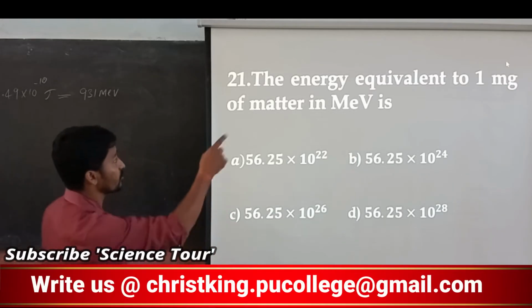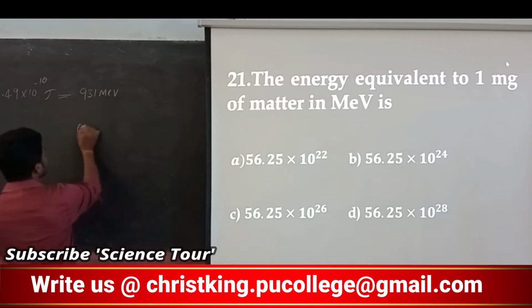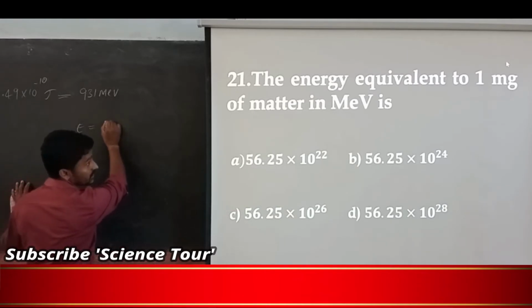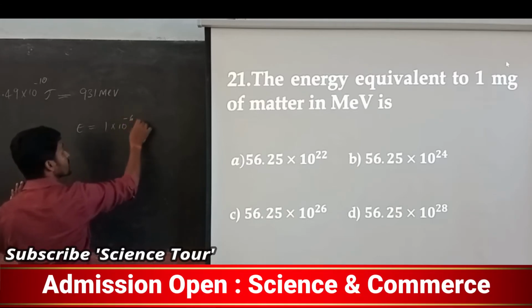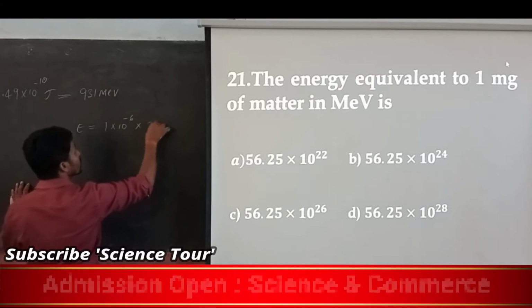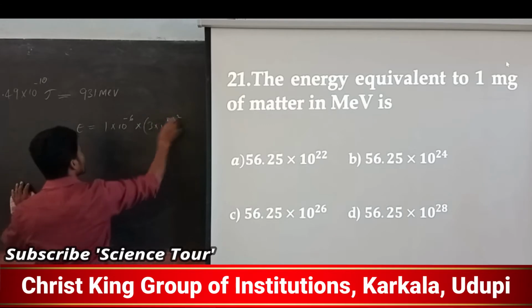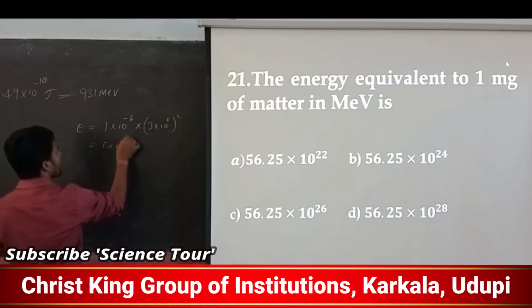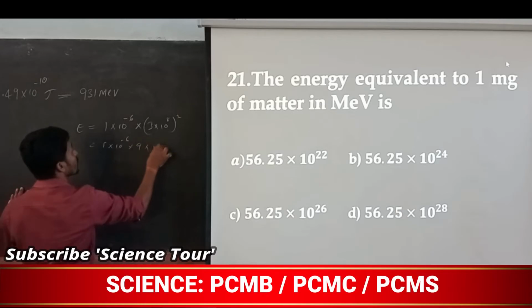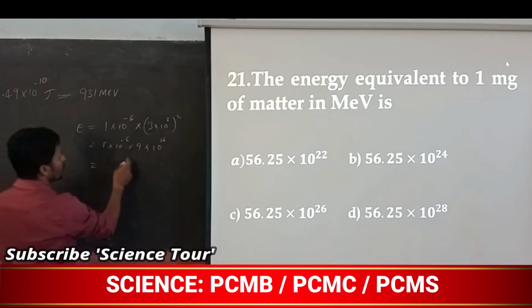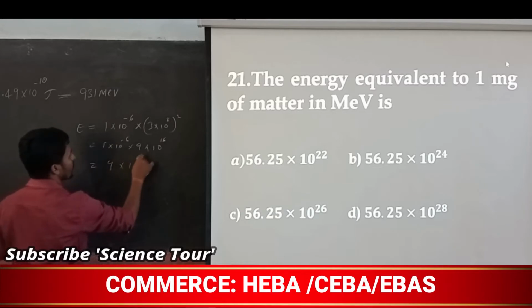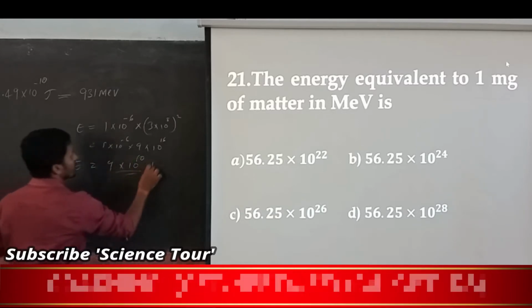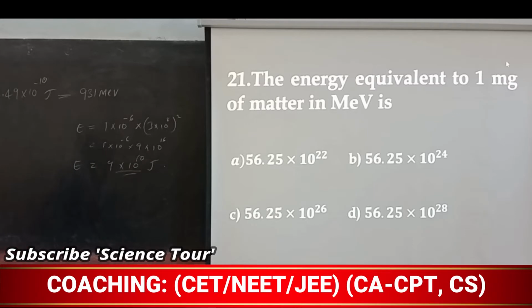Now how many joules are you going to get from E is equal to mc square. m is 1 into 10 to the power minus 3 and minus 3, minus 6, c square is 3 into 10 to the power 8 whole square, that is 1 into 10 to the power minus 6 into 9 into 10 to the power 16. So 16 and 6 cancel, and you get 9 into 10 to the power 10, that is in terms of joules.